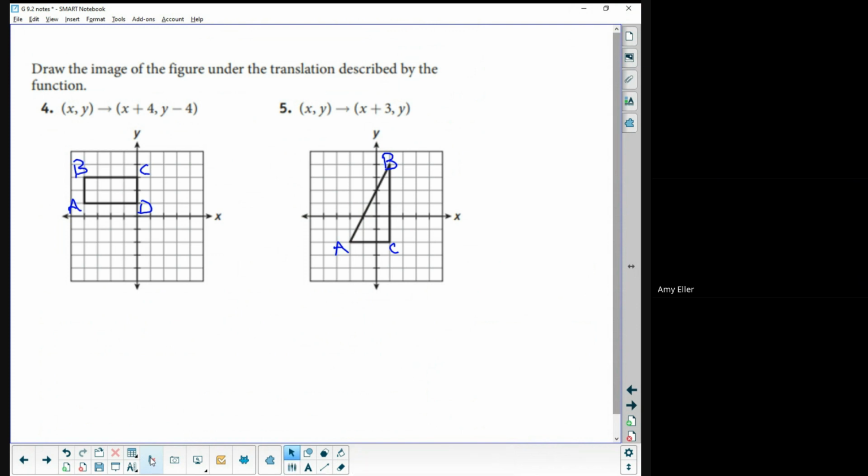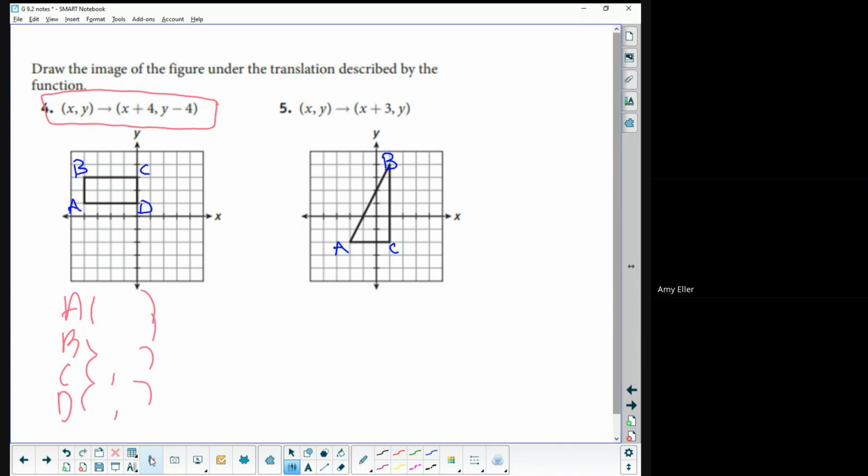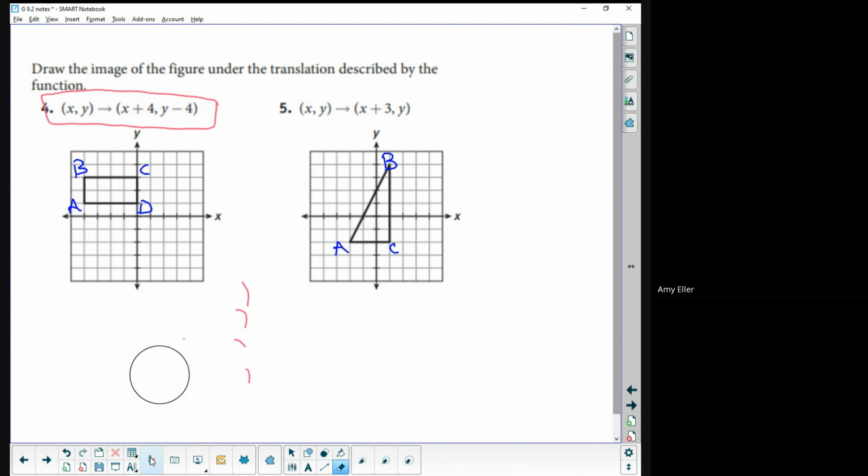Here's what we're going to do. We're going to follow this function, which means all the x's we're going to add 4, and all the y's we're going to subtract 4. And we talked last lesson how we could write out every point, perform the function, write the new points. That would take a lot of time, right? You can do that. If it's just a translation, you're not required to do that every time.